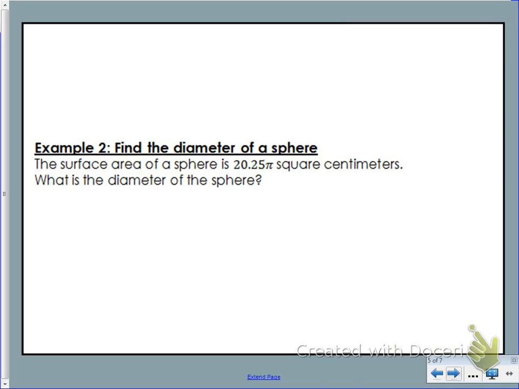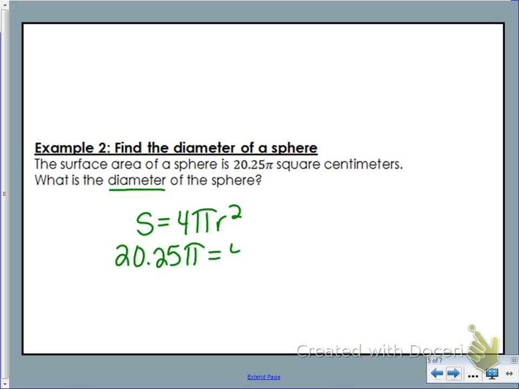Example 2 says the surface area of a sphere is known to be 20.25 pi square centimeters. What is the diameter of the sphere? So we're going to start with the same formula, surface area equals 4 pi r squared. But the big difference here is we know the surface area, not the radius. So 20.25 pi is equal to 4 pi r squared.